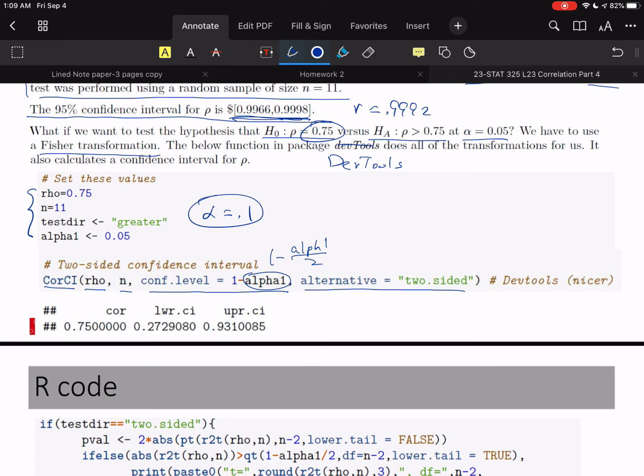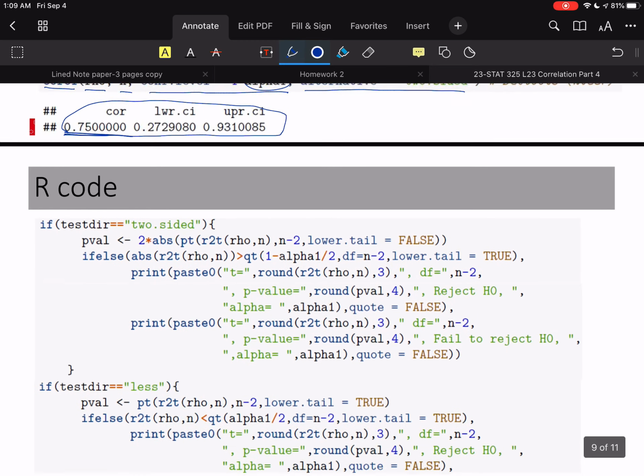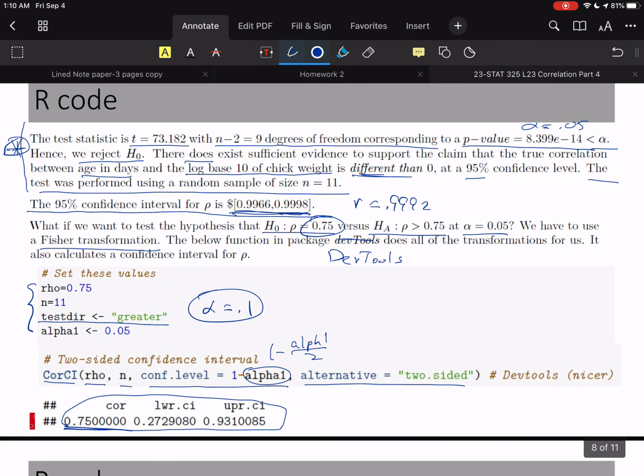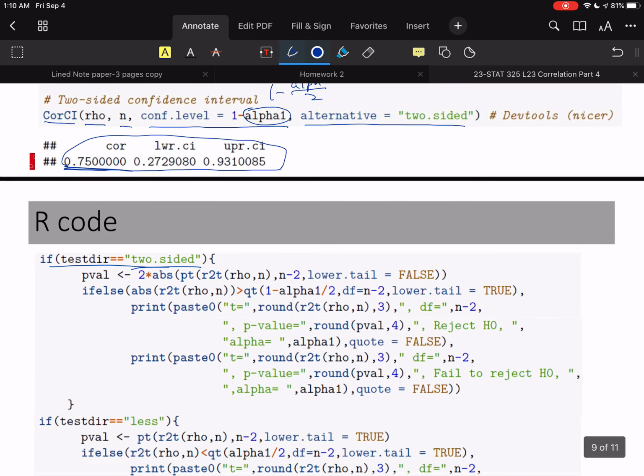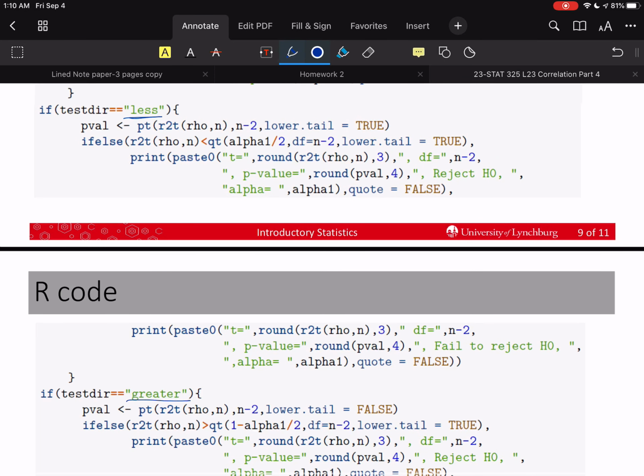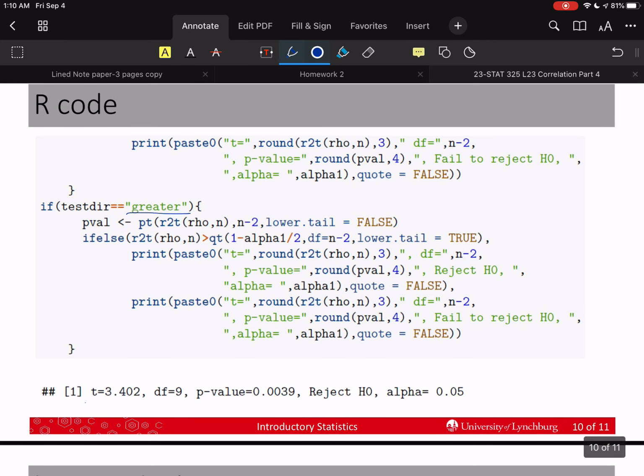All right, so this gives us the confidence interval very nicely, okay? And so we see 0.273 all the way up to 0.931. That's a big range. And that's around saying that it's 0.75. Okay. So here's the code. You don't have to do anything. This is not the best written code, but it works. So if you have two-sided specified up here for the test direction, then it does that. We have greater, and then you can see that the other that you could use is less. So there's less, and here's greater. And here's what the output looks like, okay?